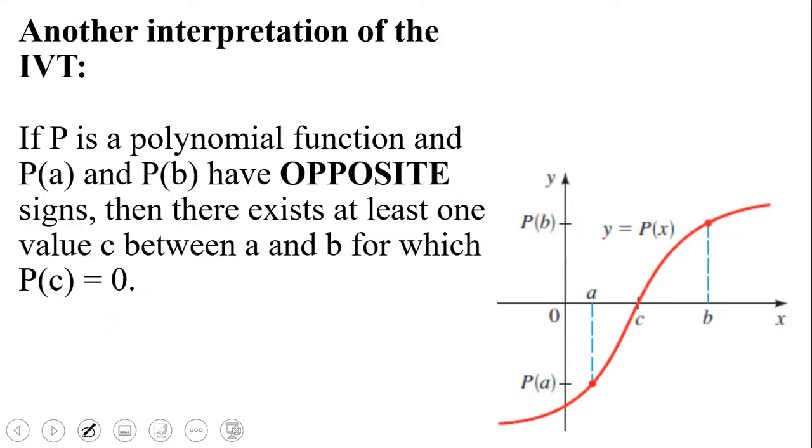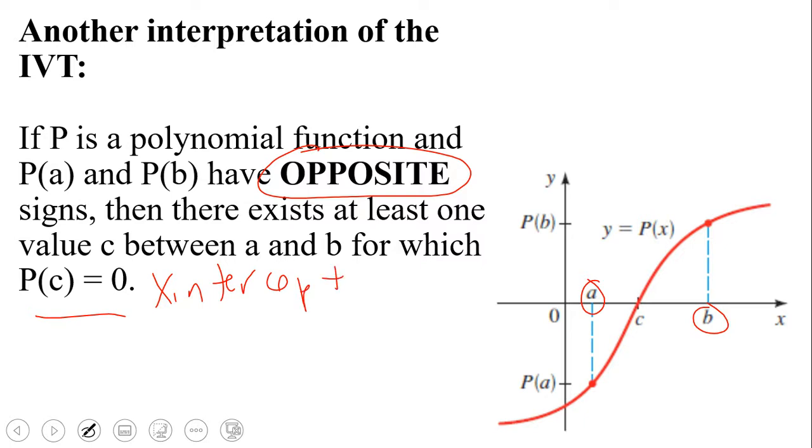There's another interpretation of the intermediate value theorem which says this. If you have a polynomial and you evaluate it at two different x's, let's say a and b, if they have opposite signs, which means one of them is positive and one of them is negative, then there has to be at least one value, c, between them for which p of c equals 0, which basically means there has to be an x-intercept. Think about why that makes sense. So again, let's say you're starting off with the x value of a. Let's say that you get some negative y value.